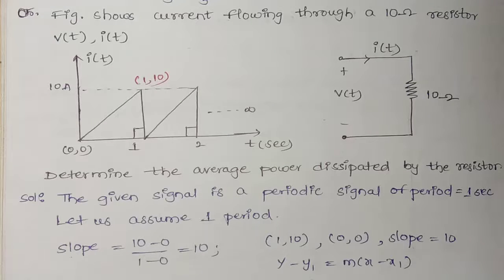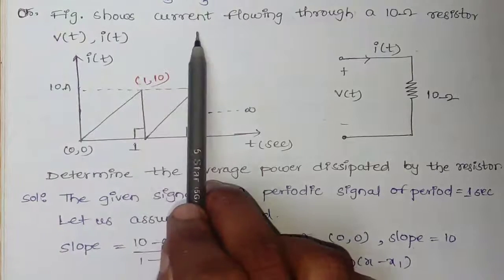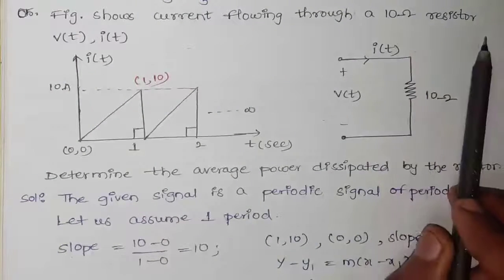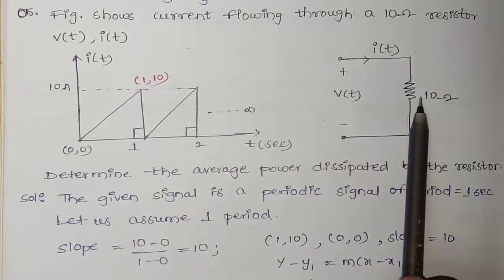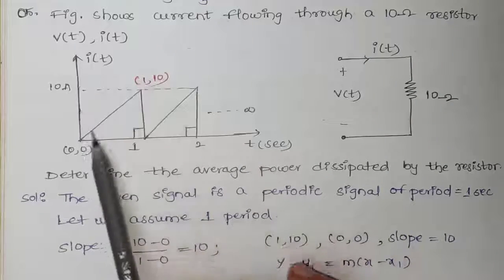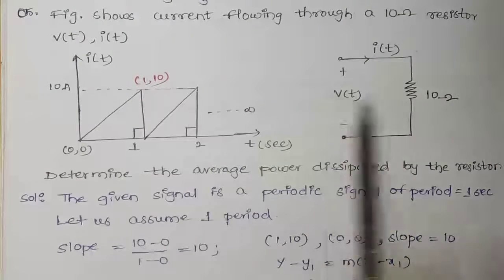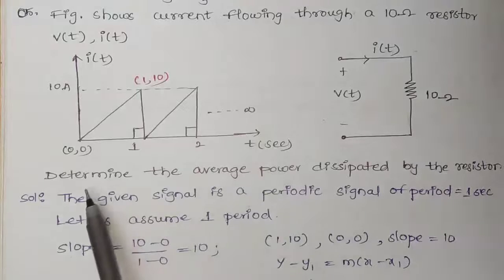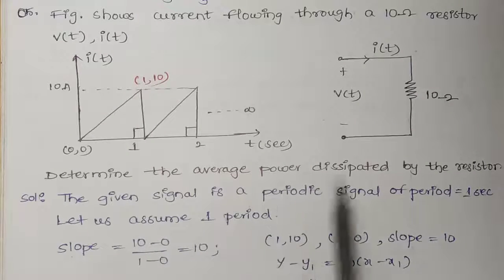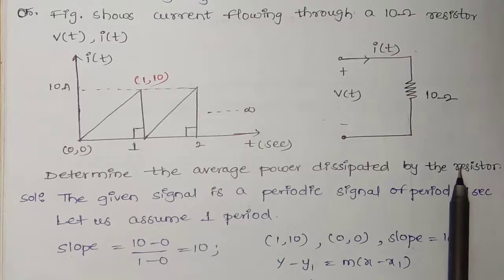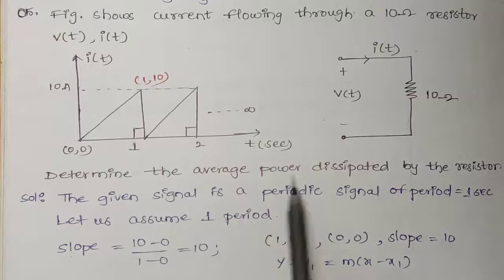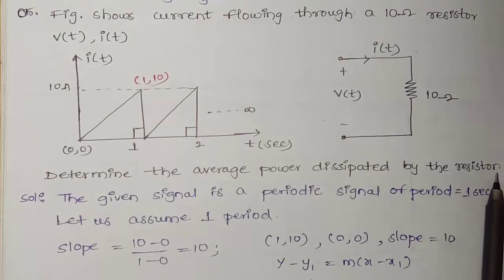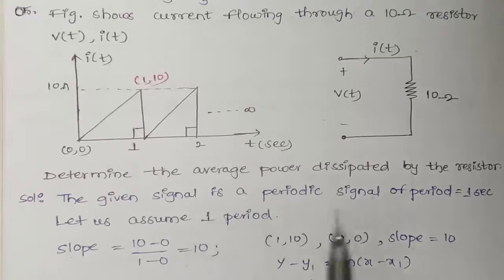Now we will solve our next question. Look at the question. The figure shows the current flowing through a 10 ohm resistor. That means this is the current which is flowing through this 10 ohm resistor. We are given the current waveform flowing through this 10 ohm resistor, and we need to determine the average power dissipated by the 10 ohm resistor.